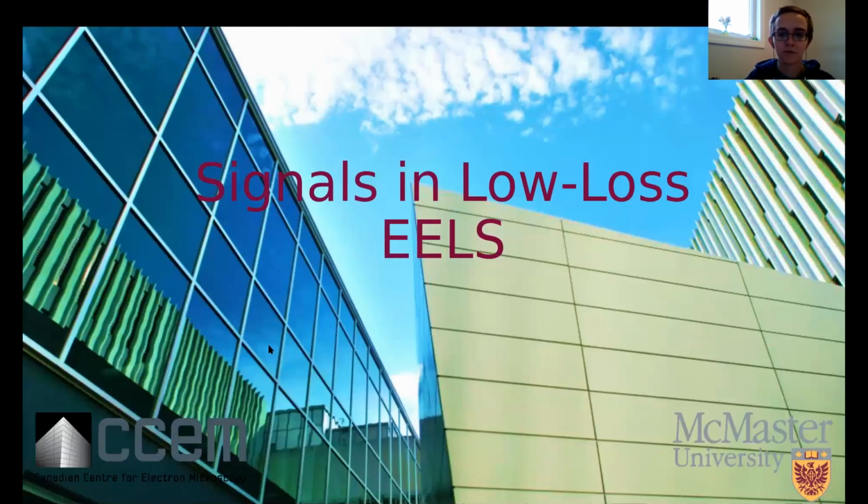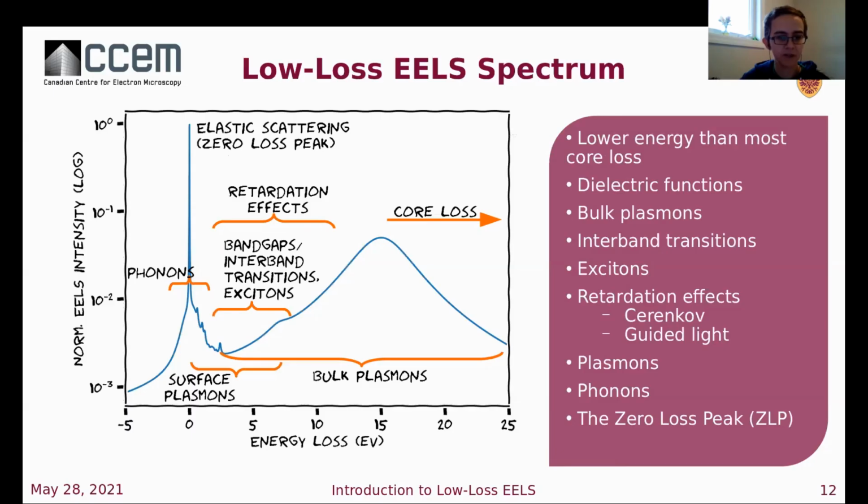So next, we're going to look at where some of the peaks in the spectrum come from and what can cause them. So if I look at my low loss EELS spectrum, I see I have potentially many different peaks in here. The biggest or highest energy peak is usually the bulk plasmon peak.